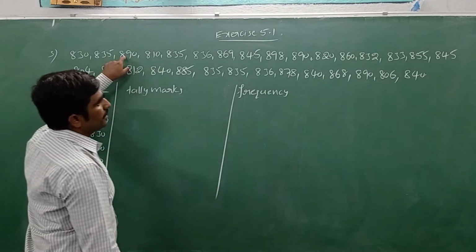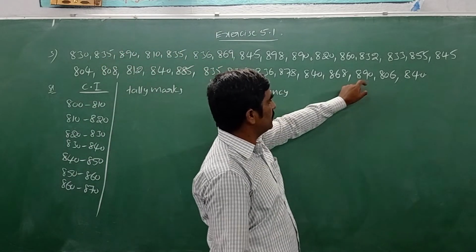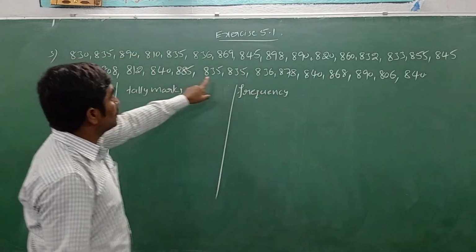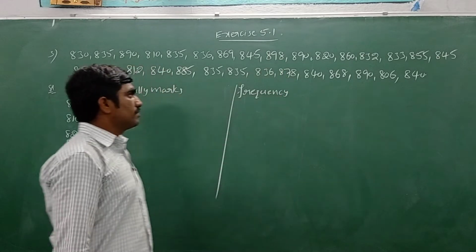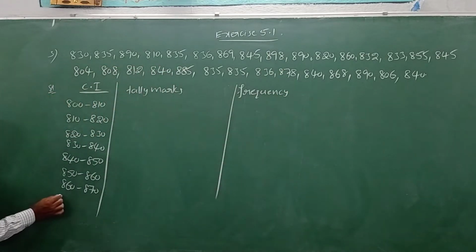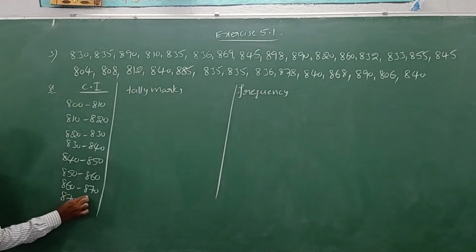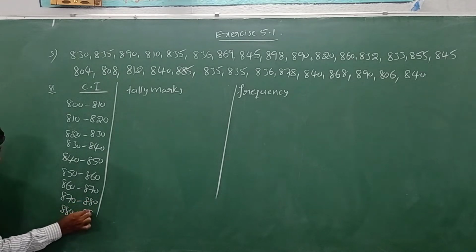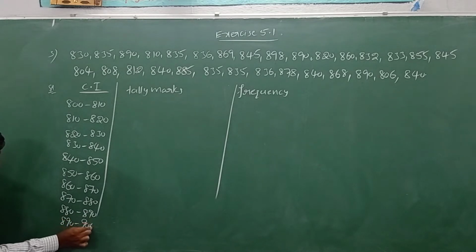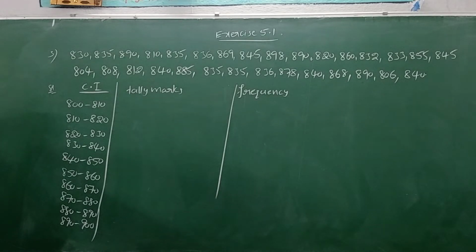I can see here 890, and there is also 898. So we'll go up to 900. 870 here, 870 to 880. Then I take 880 to 890. Then I'll go with 890 to 900. Now let us count how many observations are falling in the first class interval.